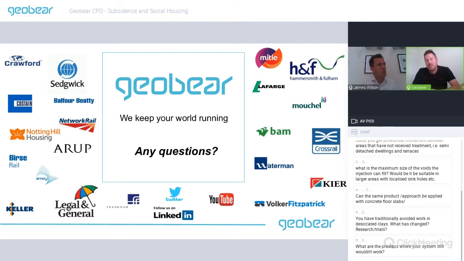And on the social housing side, we've done work all over the UK. Glasgow Housing Association was another one. We did over 40 houses on one very big project there. So it's a very mature solution. But hopefully you've picked up all that from James's presentation.